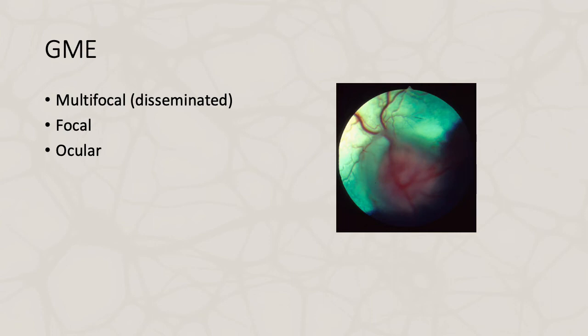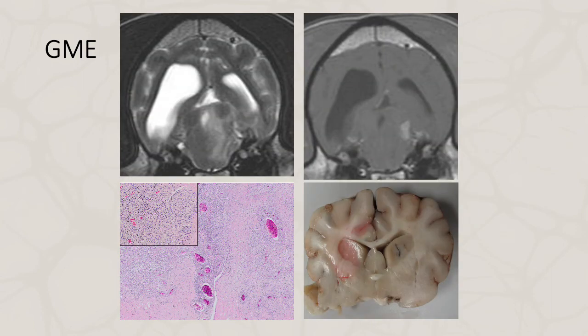GME. The third form, ocular GME, clinically manifests as acute signs of visual dysfunction attributed to optic neuritis and sometimes considered one aspect of disseminated GME. Anterior and posterior uveitis can also occur.